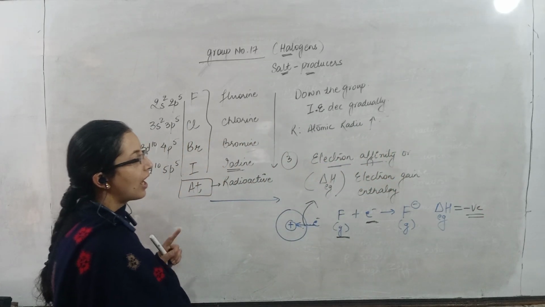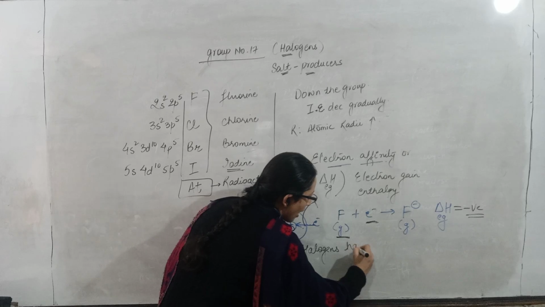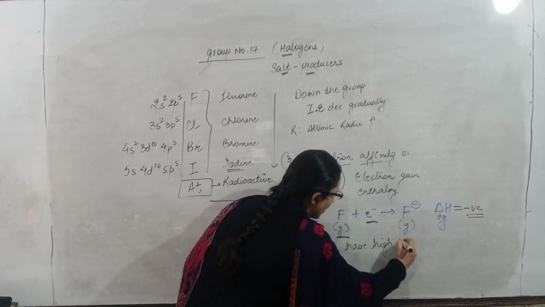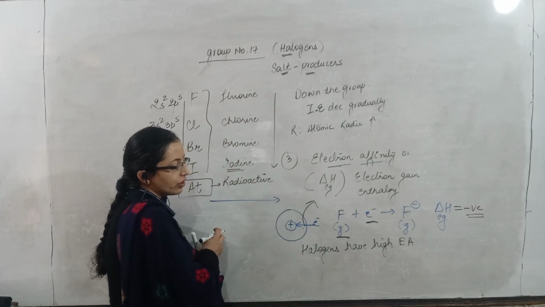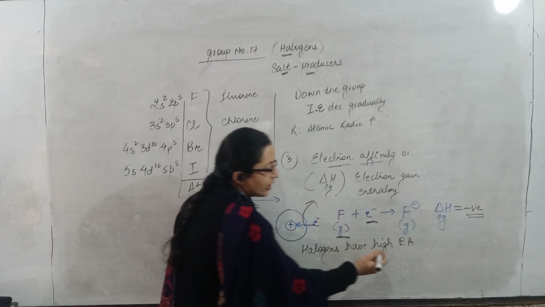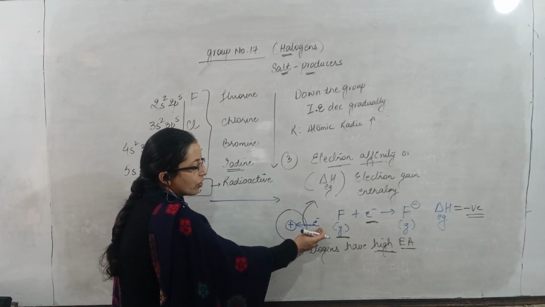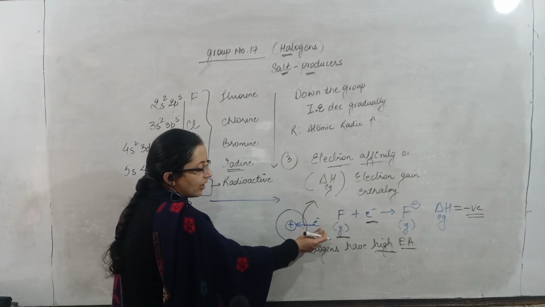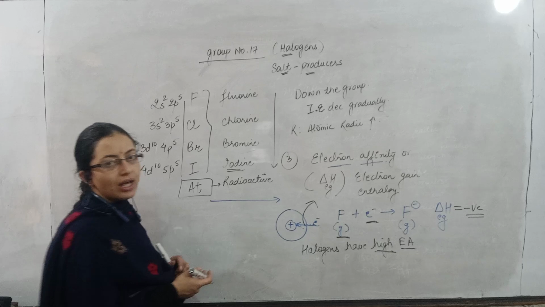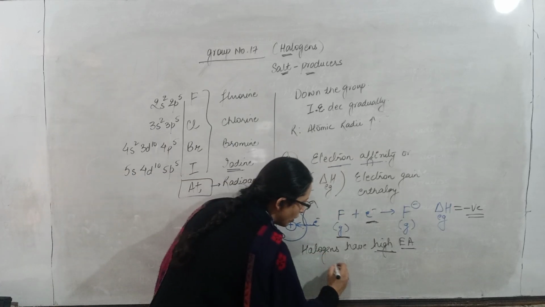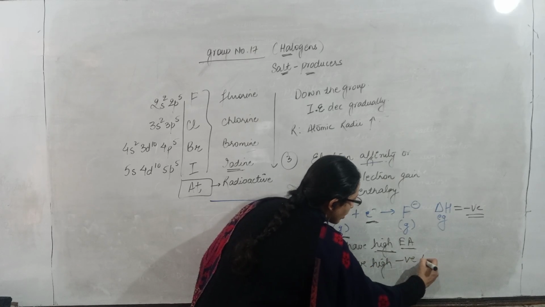When we say high electron affinity, halogens have, as the first point, high electron affinity. Because of the small size, they have a very strong attraction for the incoming electron. Because the attraction for the electron is high, the electron comes closer to the nucleus. When the electron comes closer to the nucleus, energy is released in the process, so delta H has a negative value. So we can say halogens have high negative electron gain enthalpy.